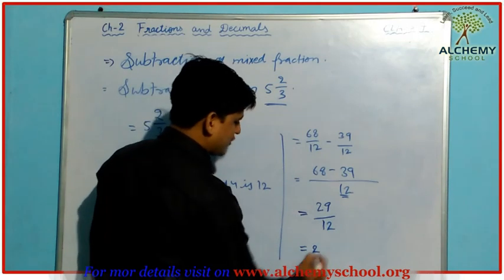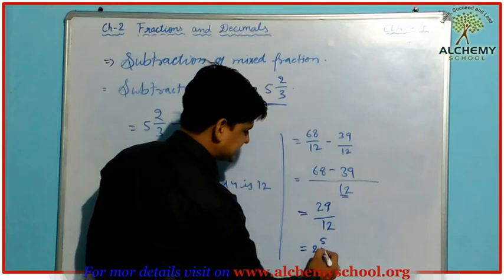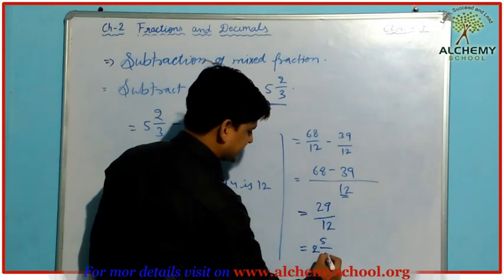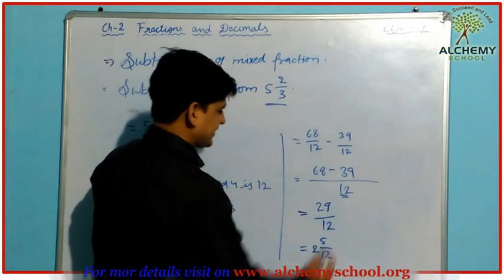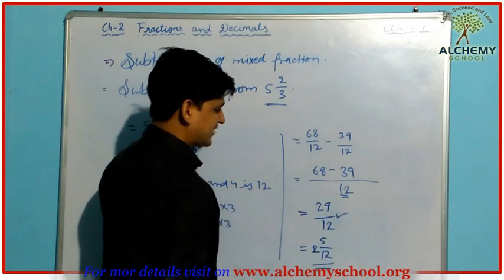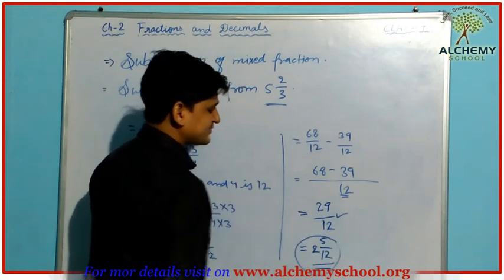12 2s are 24 and 24 plus 5 is 29, so 5 we have to write here, and in the denominator we will write 12. So this is the mixed form of fraction, and this is the improper form of fraction. We have changed it into a mixed fraction, so this will be considered as the answer.